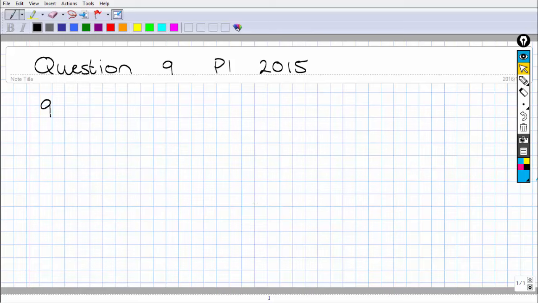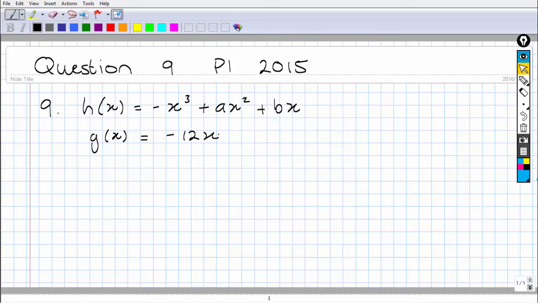So question number 9, we have h of x equals negative x cubed plus ax squared plus bx. And then we have g of x. I personally prefer writing it out on my own page first, even in the exam, because it allows me to break down the question. Sometimes the questions are a lot of words, and if you write it on the page yourself you get a clearer understanding of what exactly is going on.